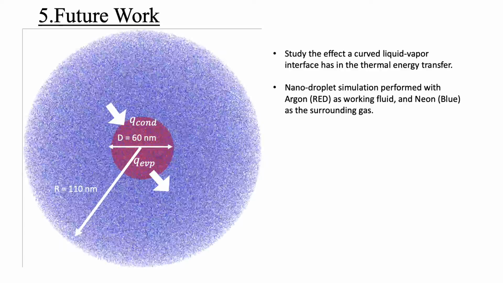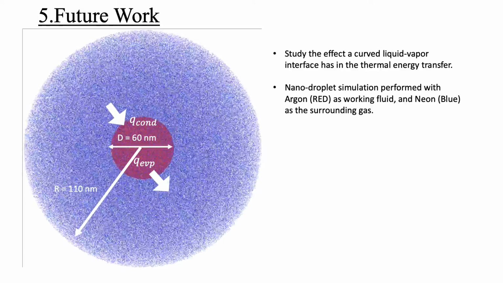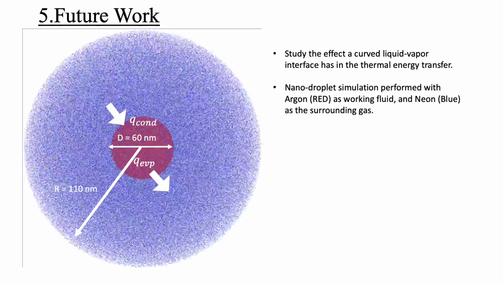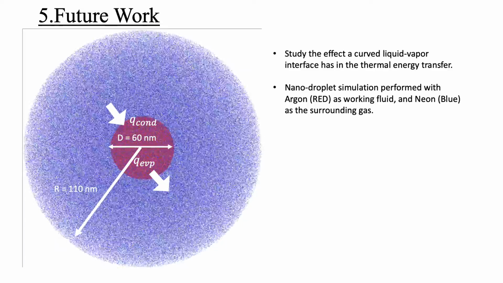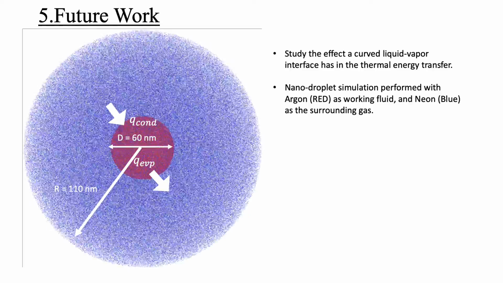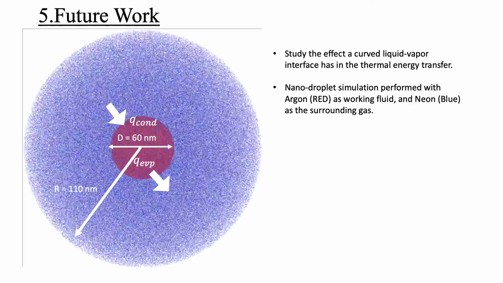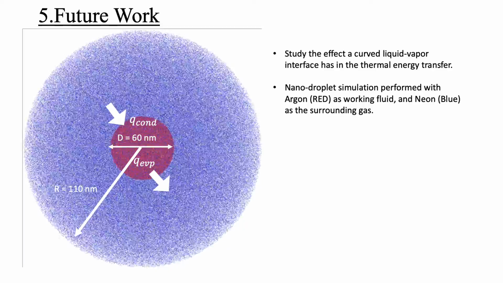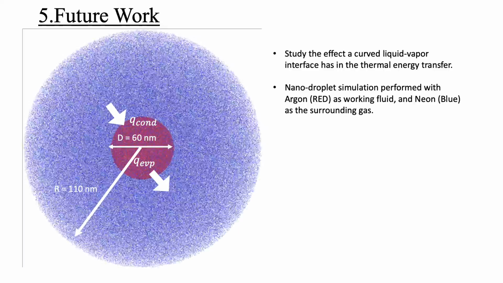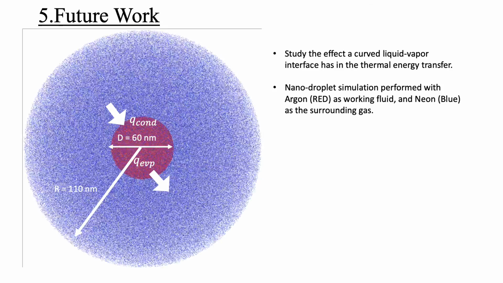Finally, the simulation of a fuel nanodroplet will also be performed. Primary trials will be performed using argon and neon as a working fluid and surrounding gas respectively. This is in order to determine and troubleshoot the proper settings to run a computationally efficient simulation before spending resources on a more complex system such as indodecane. The end goal is to study the effects a curved liquid-vapor interface may present to the transfer of thermal energy between a nanodroplet and its surrounding gas.